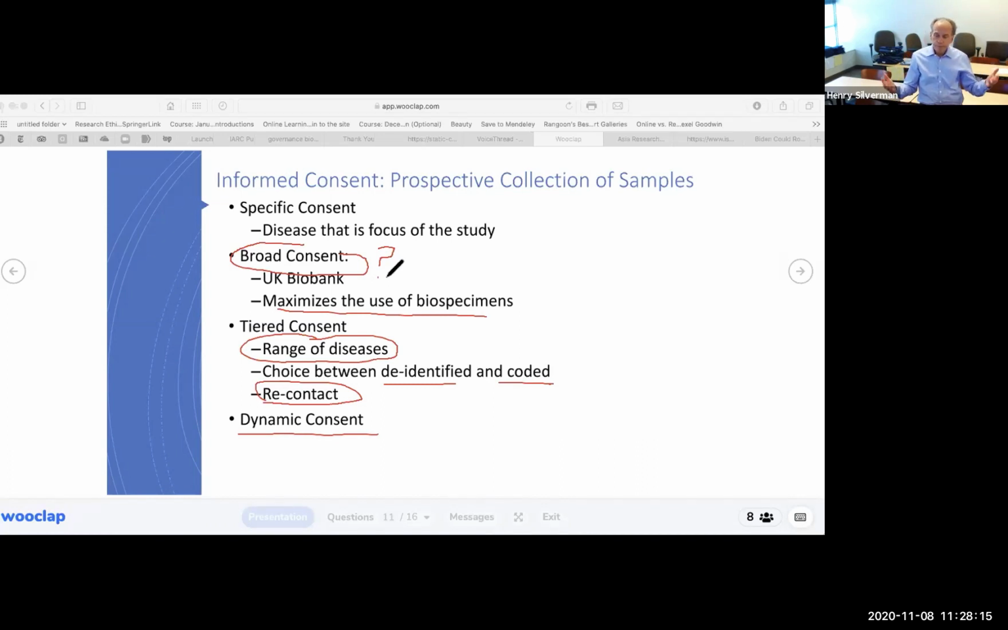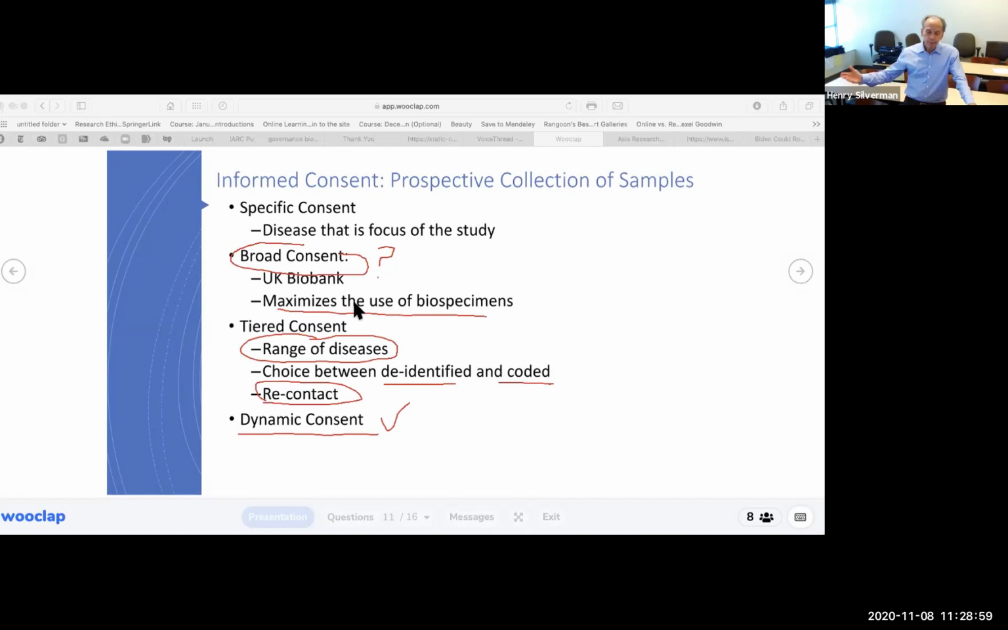Also, participants could now see the general results of the research that they have participated in with their samples. So this whole concept of dynamic consent, where you keep in contact with the participants, is considered to be more ethically appropriate to be a focus of a biobank. So there are now different choices.